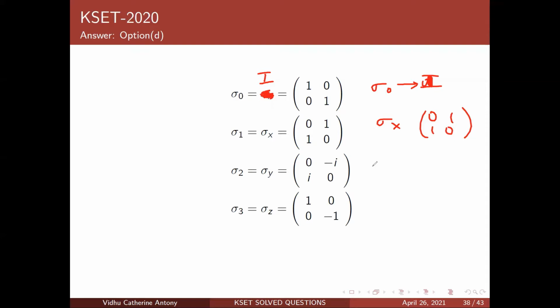Okay. So that is going to be, let's write this sigma y. Take input from sigma x. For writing sigma x, you took input from sigma 0, which is the identity matrix. All you had to do was swap the rows. Now let's just put i's instead of 1's. Then you put a negative sign at the top.